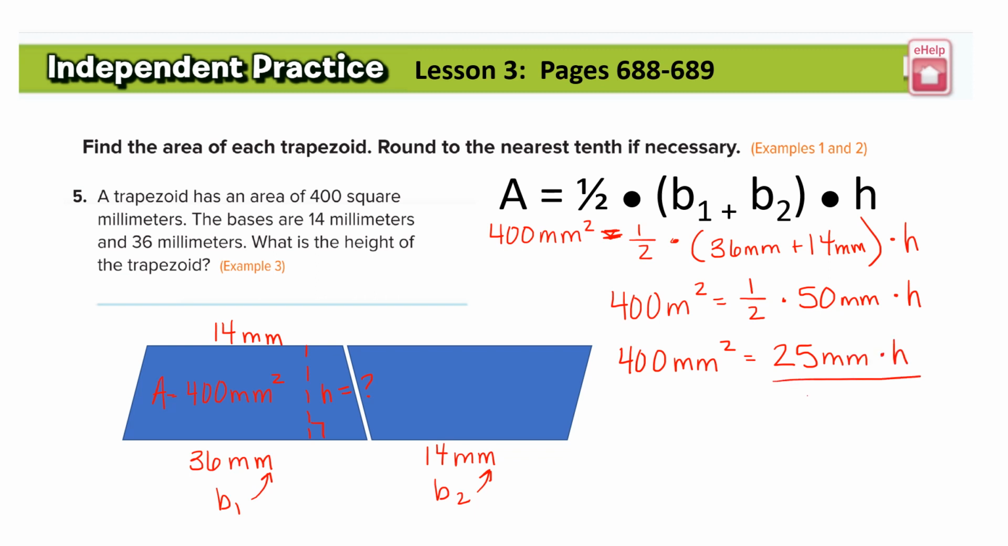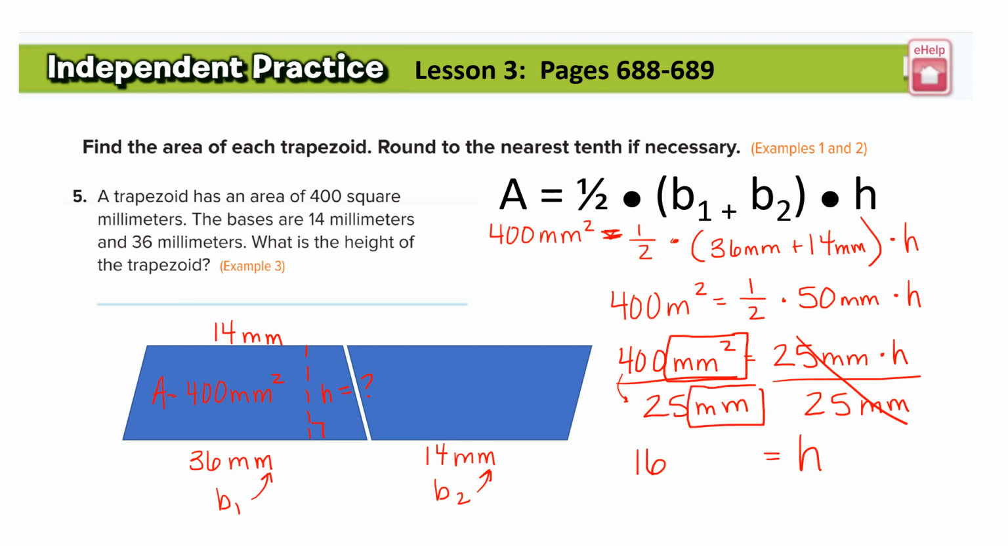Now I'm going to divide by 25 millimeters and 25 millimeters. Cancels it out on the right, so I have just h. 400 divided by 25 is 16, okay? And then here I have millimeters squared divided by millimeters just gives me millimeters because I have two up top and one down below. So the answer is that the height is 16 millimeters.